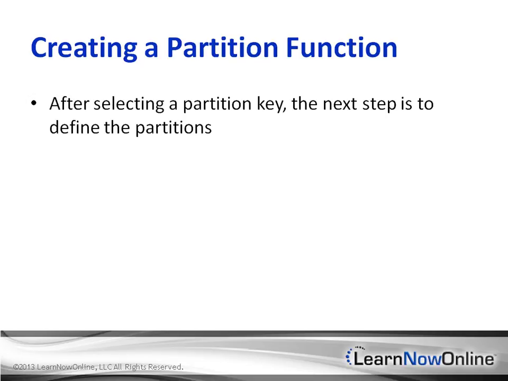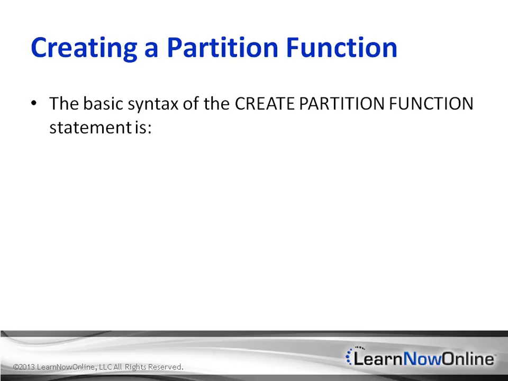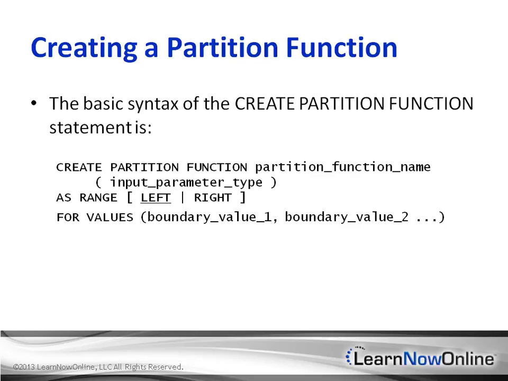So once we select a partition key, the next step is to define the partitions. The create partition function specifies how to divide the table by identifying those boundaries for each partition. The basic syntax for the create partition function is as follows. Create partition function will give the partition function a name, will indicate the data type. It's called the input parameter type. We'll discuss that in a little bit. And we'll define that as whether it is a range left or right for particular boundary values.